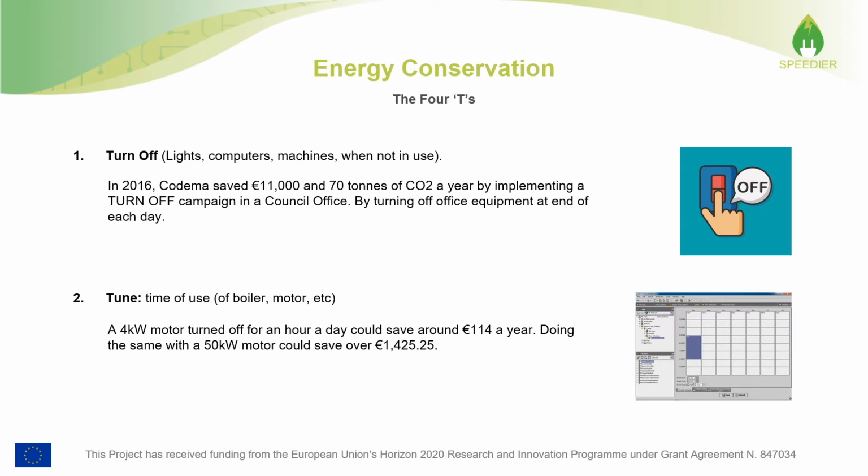Tune, then, on the other hand, is the time of use of boilers and equipment. So if a 4 kilowatt motor or a boiler turned off for an hour a day, this could save around 114 euro a year. Doing the same with a 50 kilowatt motor could save over 1,425. This is 1 hour changes. This could happen for your heating system as well, where you reduce the heating time once a week or once a day by an hour.